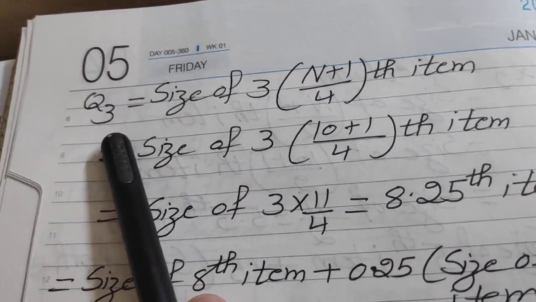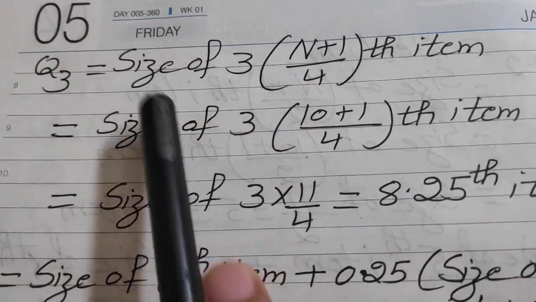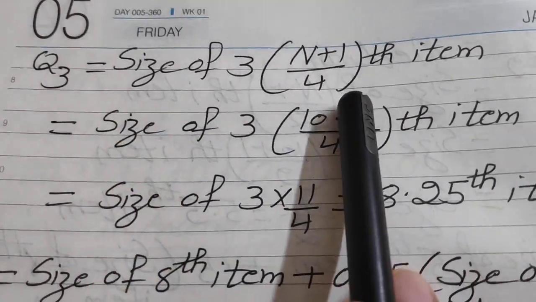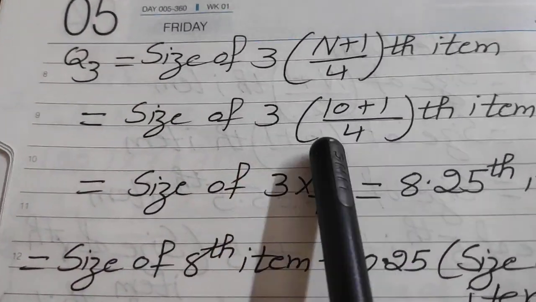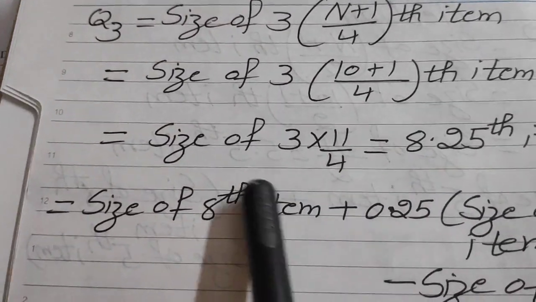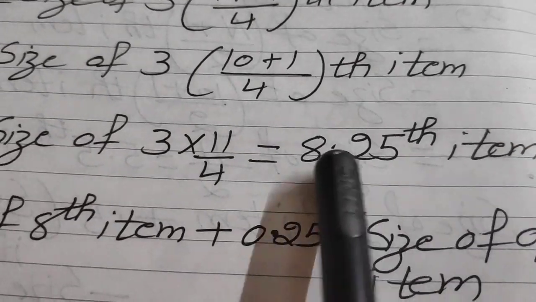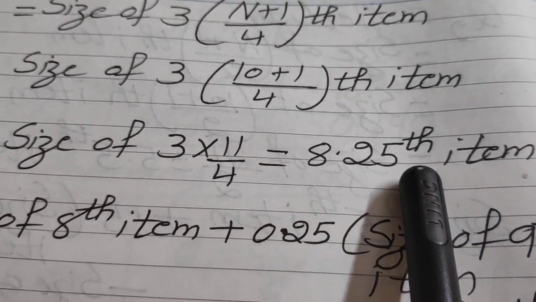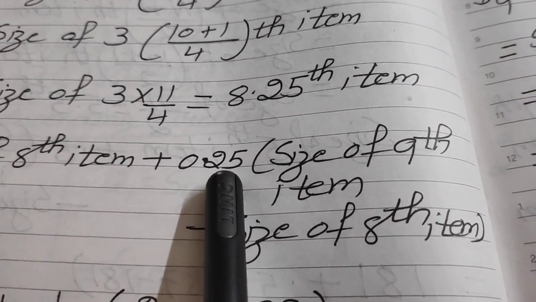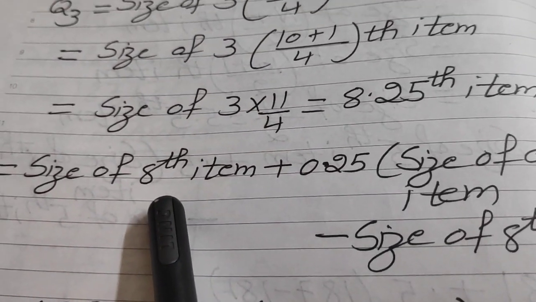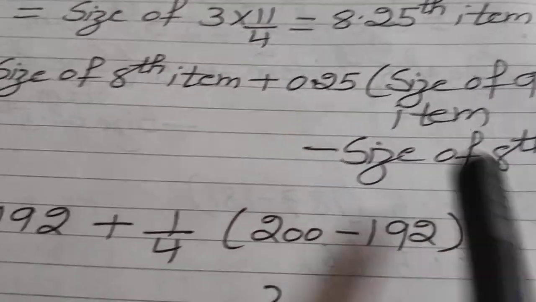Formula of Q3 in individual series is size of 3 into n plus 1 by 4. Notice one thing, in case of quartiles you have to divide by 4. Then size of 3 into 10 plus 1 by 4, it comes to be 3 into 11 by 4, 8.25th item. Again split in two parts, size of 8th item plus 0.25, 8 से next size क्या होगा, 9th, so size of 9th item minus size of 8th item.